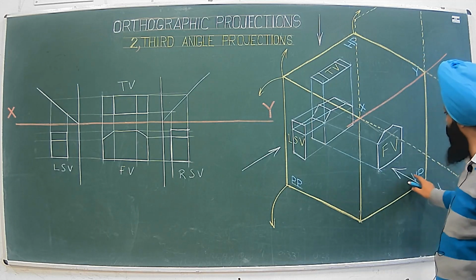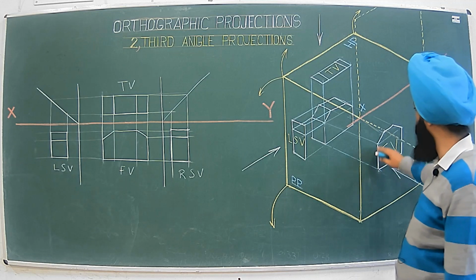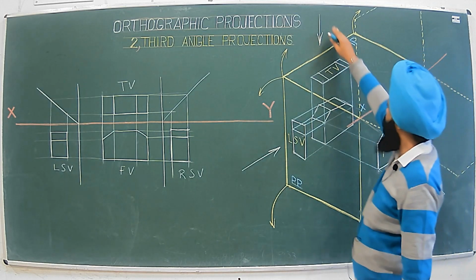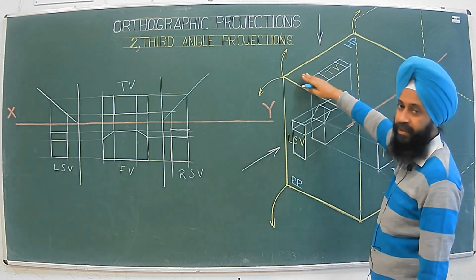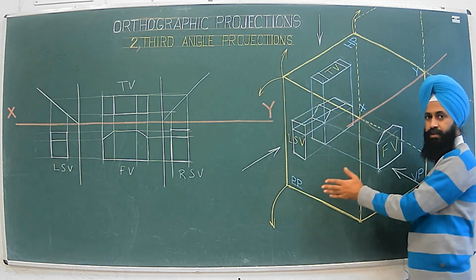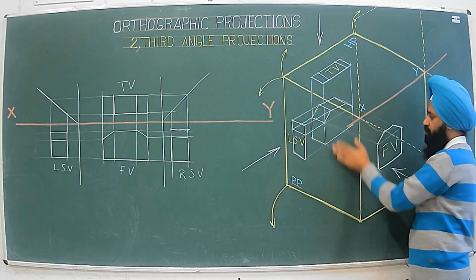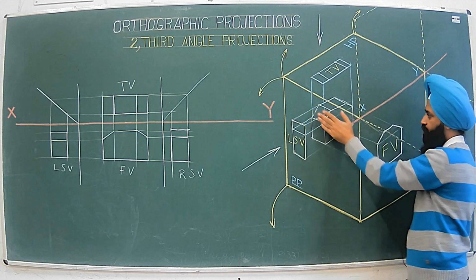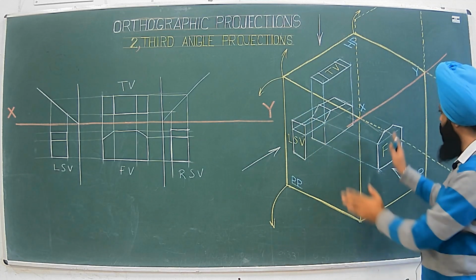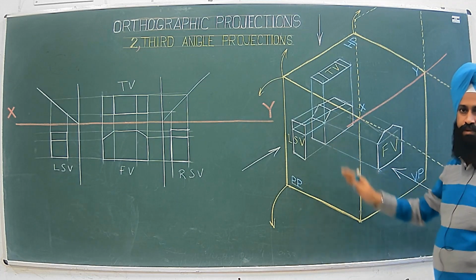The observer is seeing the object from this side, so the front view appears on the vertical plane. When the observer sees from the top, the top view appears on the horizontal plane. When the observer sees from the left hand side, the left hand side view appears on the profile plane on the left hand side. So the plane of projection is always between the observer and the object.